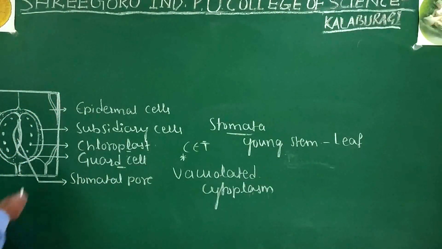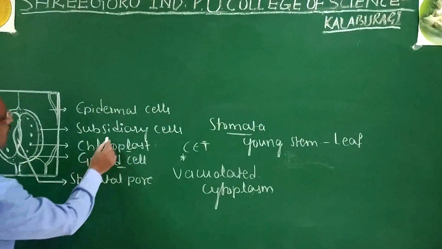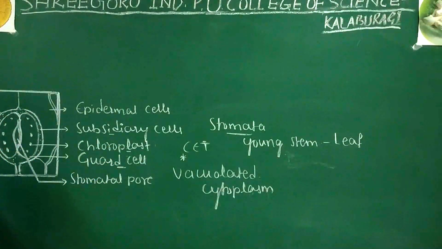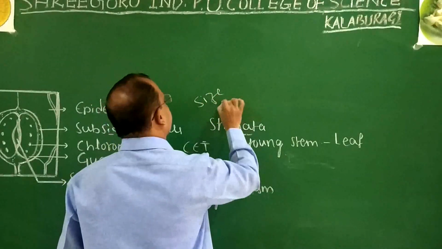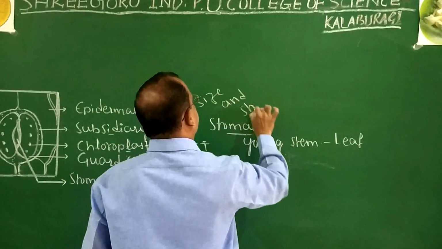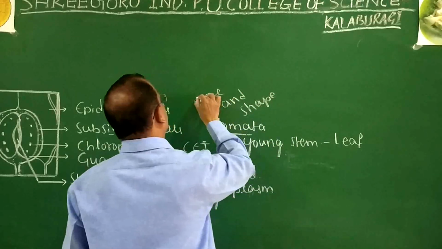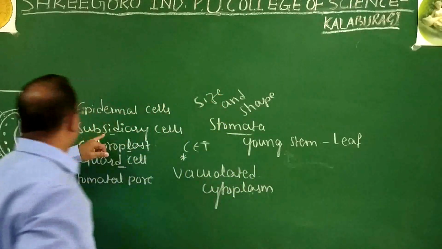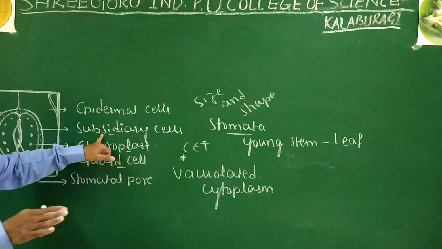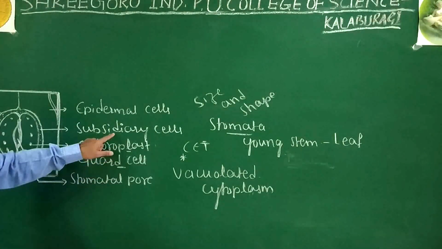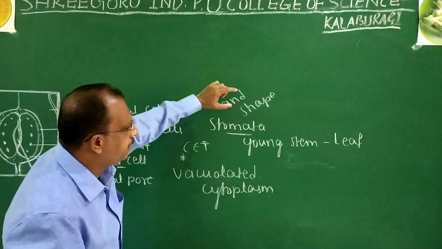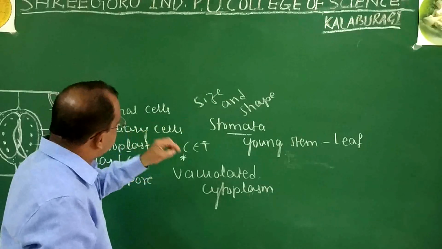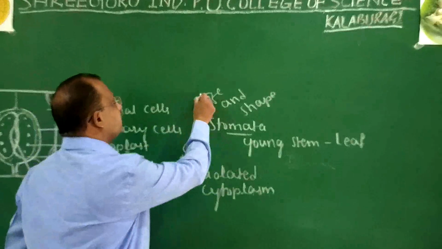But the epidermal cells which are present adjacent to the guard cells are called subsidiary cells, which are also specialized in size and shape.